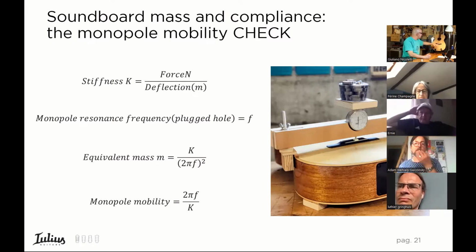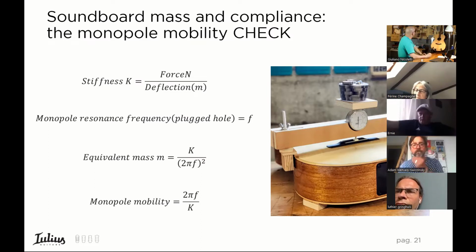Yes, if you want, you can cut. But it's not nice, and it doesn't give you a correct result, because the center part of the monopole is what really contributes more to the mass. The more you go outside, the less displacement you have and the less contribution to the mass. So the best way to measure this parameter is the measurement of the monopole mobility.